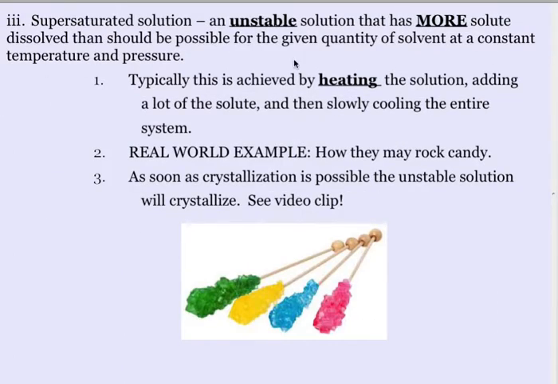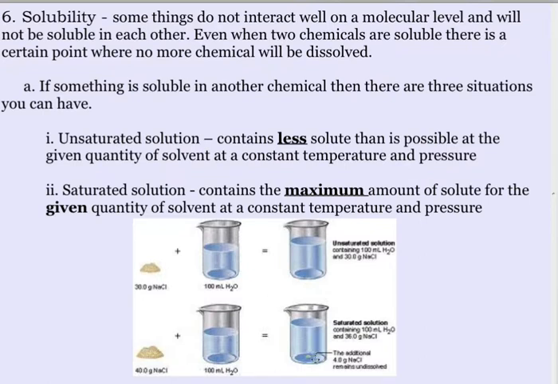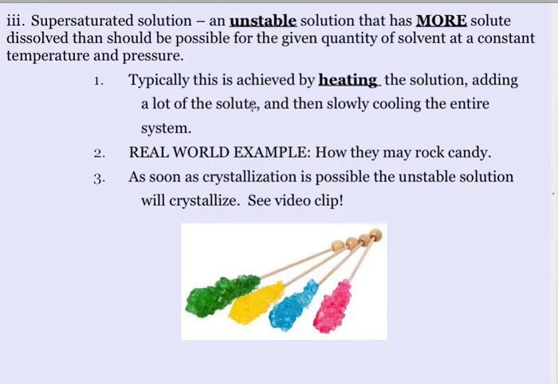A supersaturated solution is an unstable one. It's a pretty interesting situation. It's an unstable solution where somehow you got more solute to dissolve than you should be able to. So if we're looking back at this salt solution, maybe we got 40 grams to dissolve, or maybe we got 50 grams to dissolve. Typically, the easiest way to do this is you heat up the solution. When you heat something up, it typically can hold more solute. So you add a lot of the solute, you dissolve it, and then you slowly cool it down.